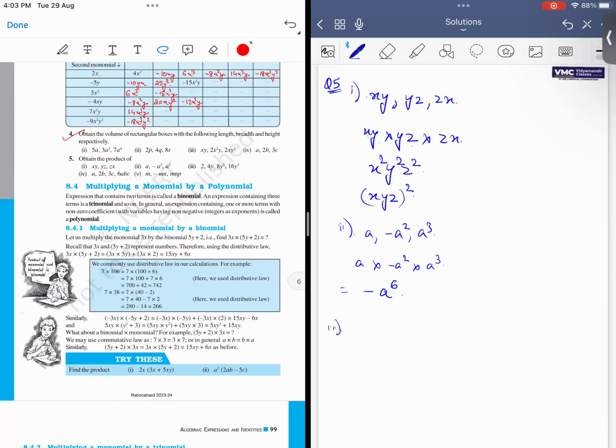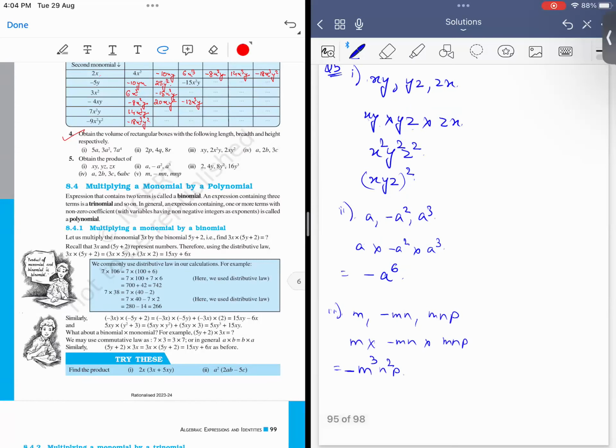Likewise, suppose I take the third one, or the fifth one, m, minus mn and mnp. So when you multiply them, m into minus mn into mnp, that's what? So m to the power 1, 2, 3, and minus will be there, because this is a multiplication of three terms. I mean, one negative variable is there. So obviously the overall product will have the negative sign. So minus m cube n square p. Likewise we can do the rest.